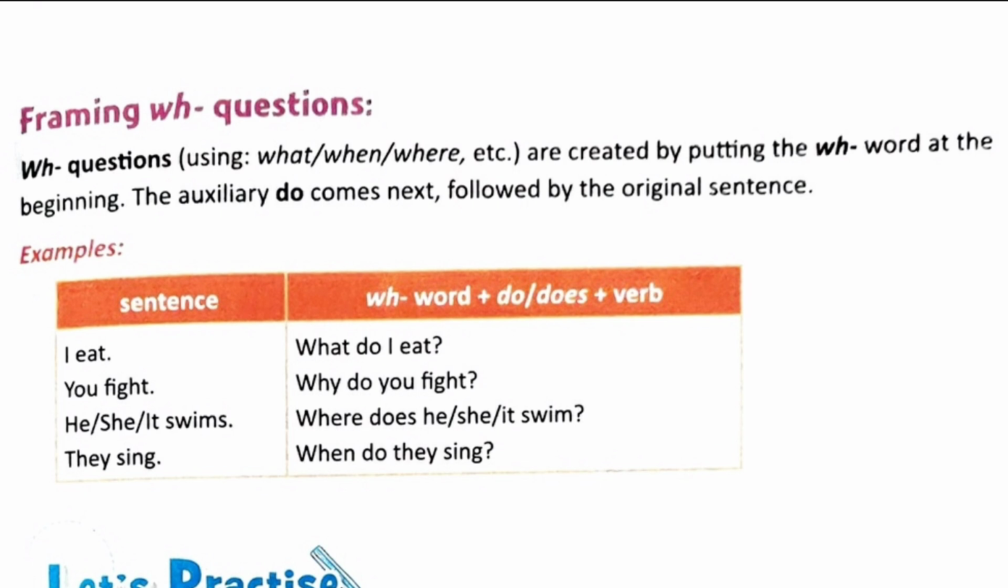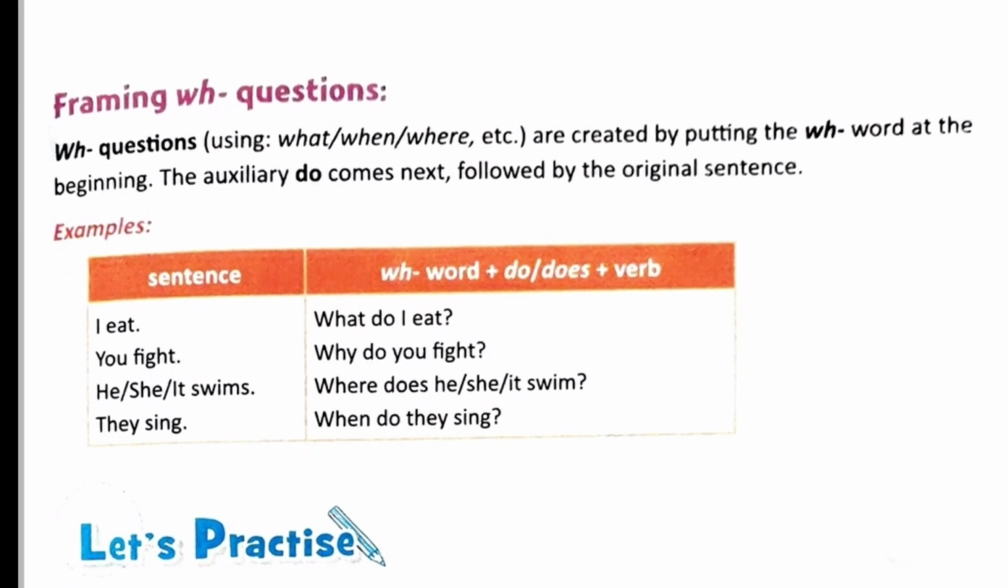Now, "they" is a plural pronoun, a plural subject, so with a plural subject we write "do." Therefore, our sentence becomes "When do they sing?" So I hope it is clear that with WH questions we write "do" or "does," depending upon a singular or plural subject, followed by the sentence which was already there.